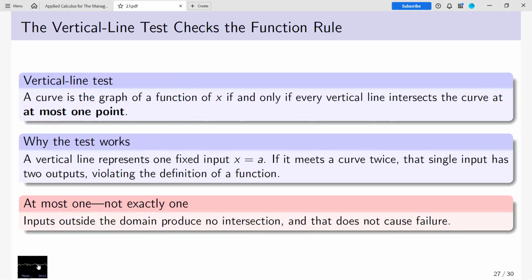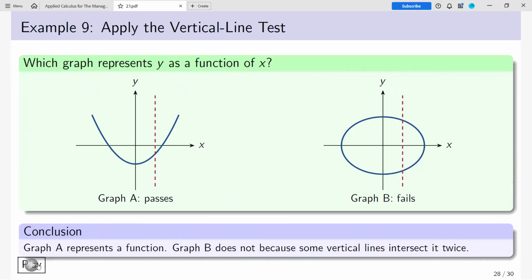The vertical line test checks whether any input has more than one output. A curve represents a function exactly when every vertical line intersects it at most once. Graph A passes because each vertical line meets it at most once. Graph B fails because a vertical line can meet the ellipse twice, giving one input two different outputs.